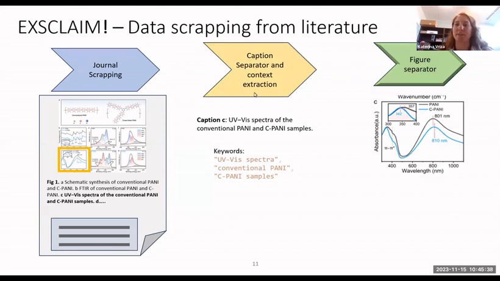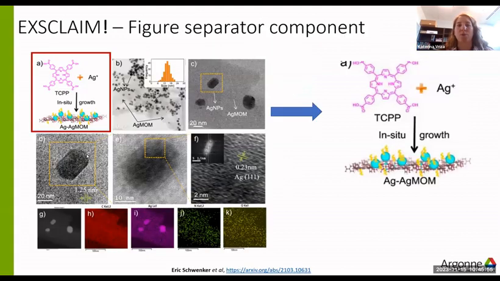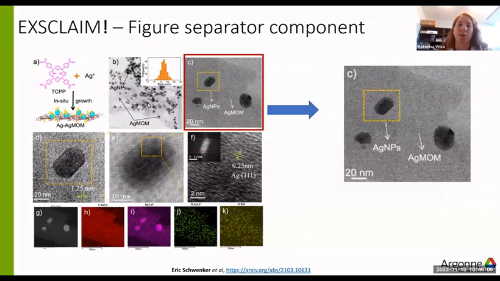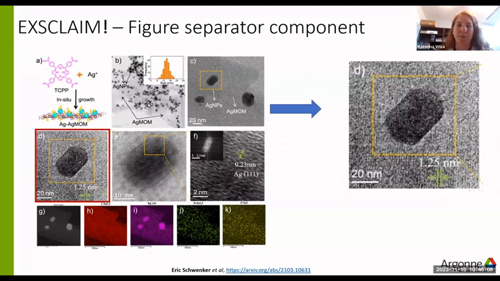And then the third part is that we separate the figures. At the end, we end up with a full dataset with all the smaller images, each individual image, and each individual description for each image. We save all this information in the JSON files. For instance, we have this large image, we use this figure separator component, and we split it into the smaller ones.